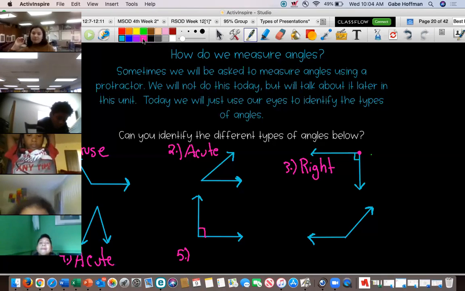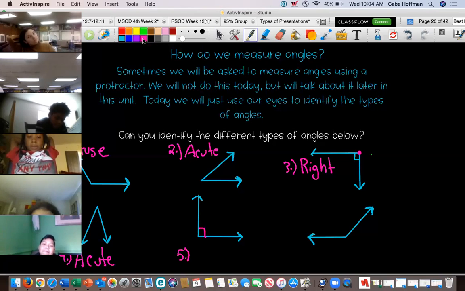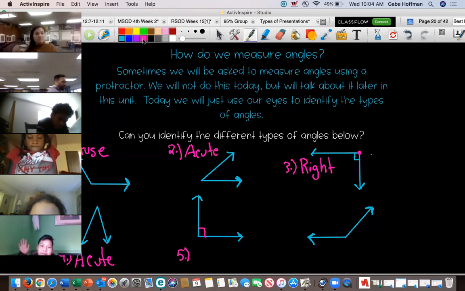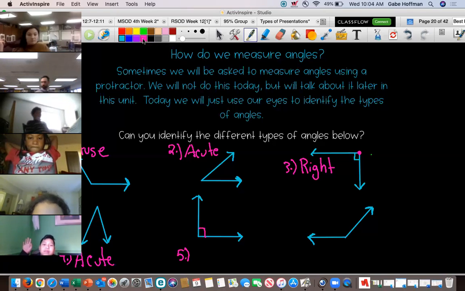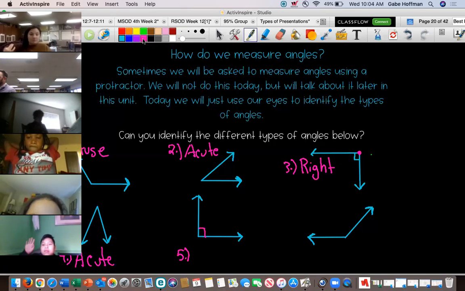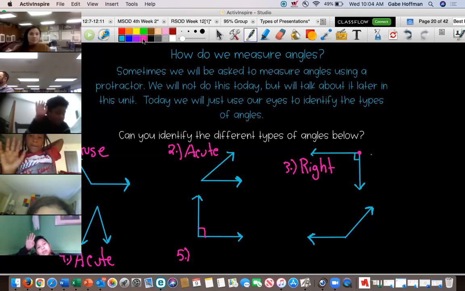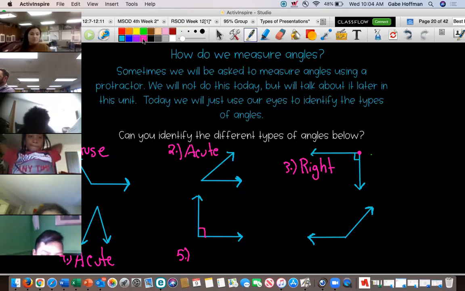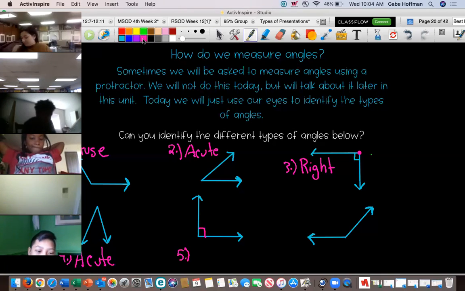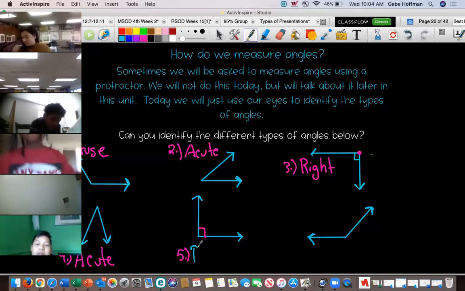There's a big clue if we've been focused on the lesson that tells us what number five is. Somebody want to help her out? Christian, what kind of angle is that? Right angle. Right angle, and it's a right angle because it's got that little square.